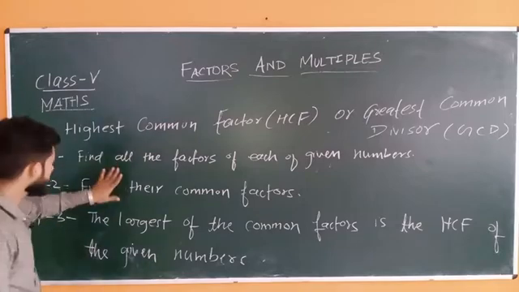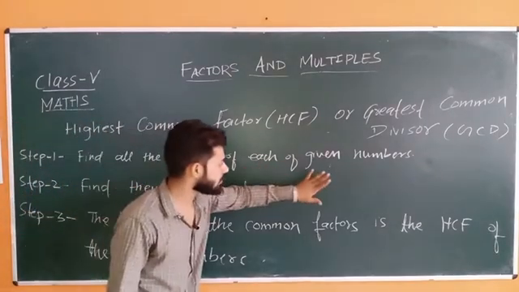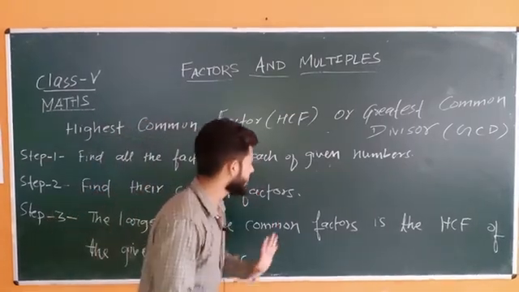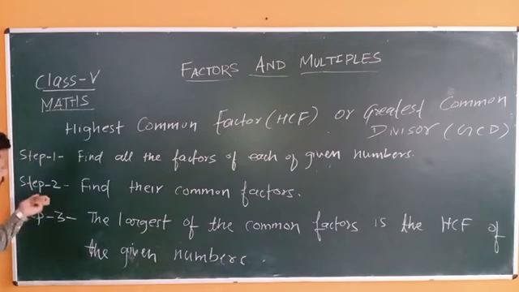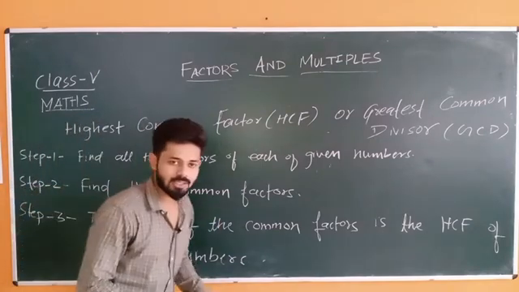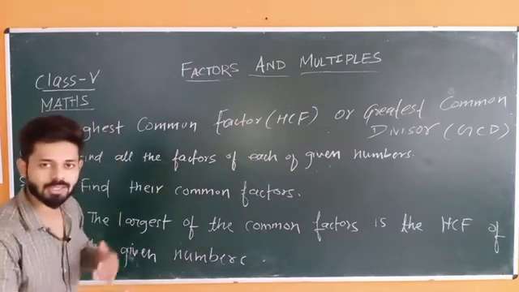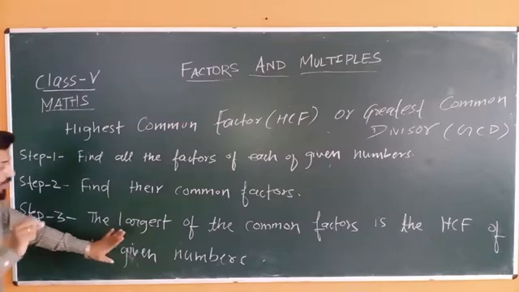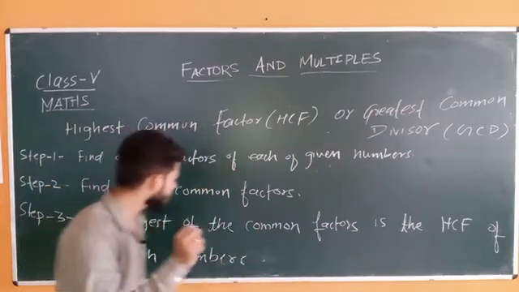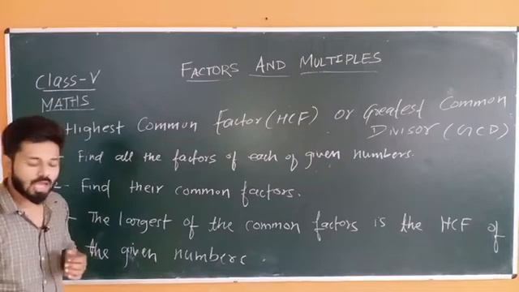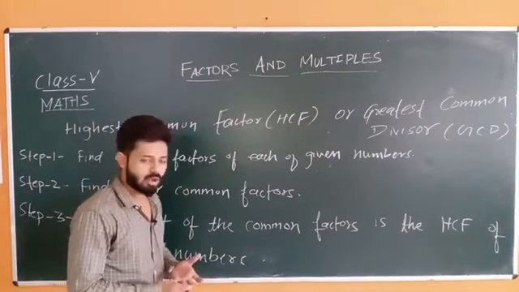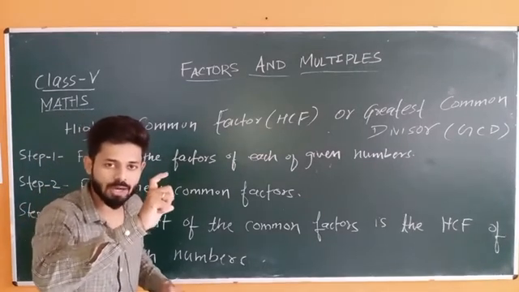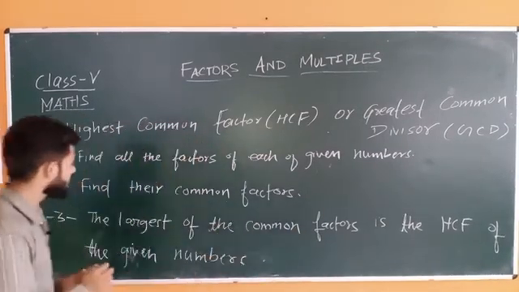Step 1, as usual, find all the factors of each of the given numbers. Now the second step is to find their common factors. You have to find how many factors are common between them. Now finally the third step is that the largest of the common factors becomes the HCF of the given numbers.